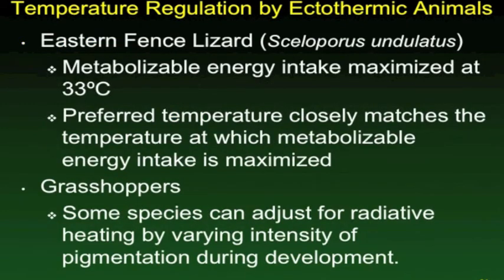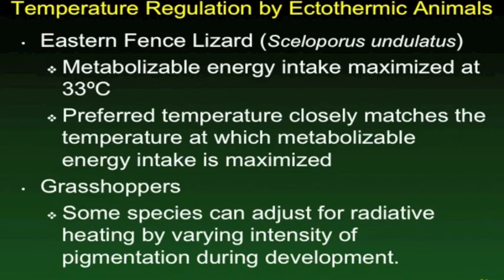Switching over to animals now, we see for both the lizard and the grasshopper that they're able to manage their temperature from external sources so that their internal body temperature matches the temperature at which they can best metabolize or break down their food. And also in the case of the grasshoppers, their higher temperature reduces the number of pathogens that can live in their body.